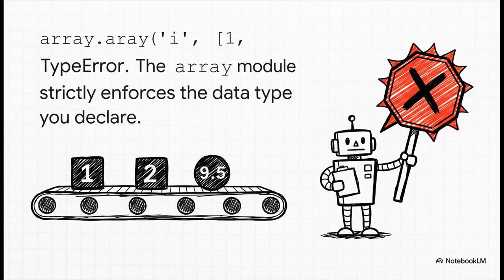And bam! Here's that rule in action. Look at this code. We're trying to create an integer array. You can see the I type code, but we sneak in a float, 9.5. Python just stops dead in its tracks and throws an error. Yeah, no wiggle room. It's super strict.